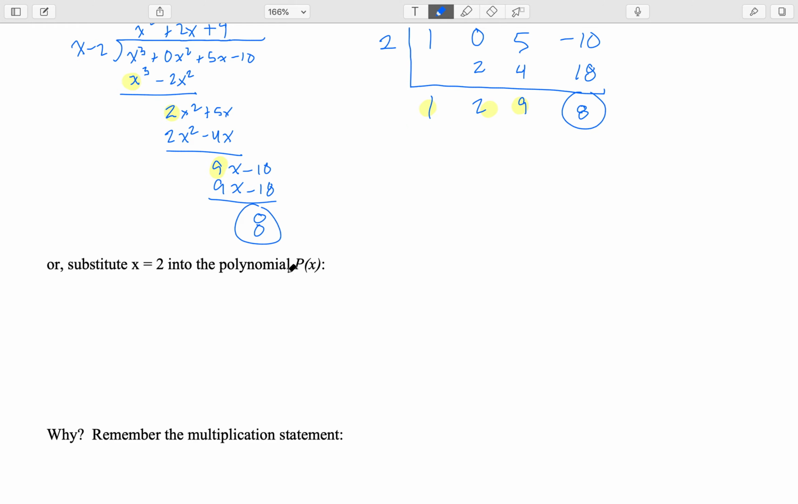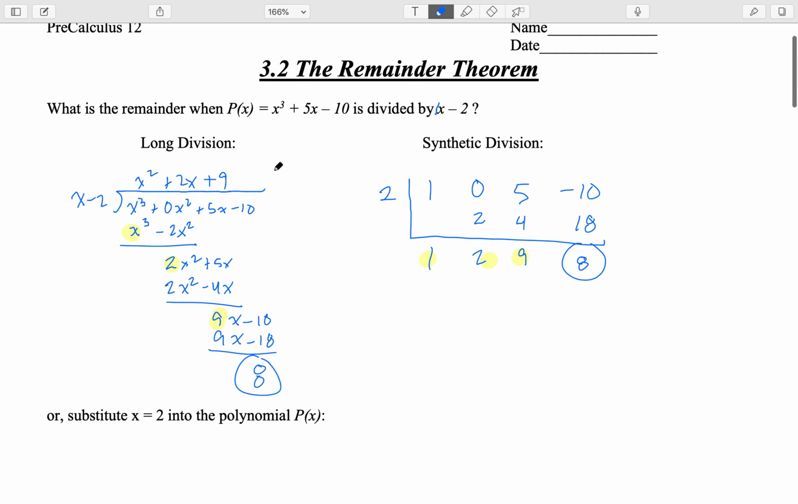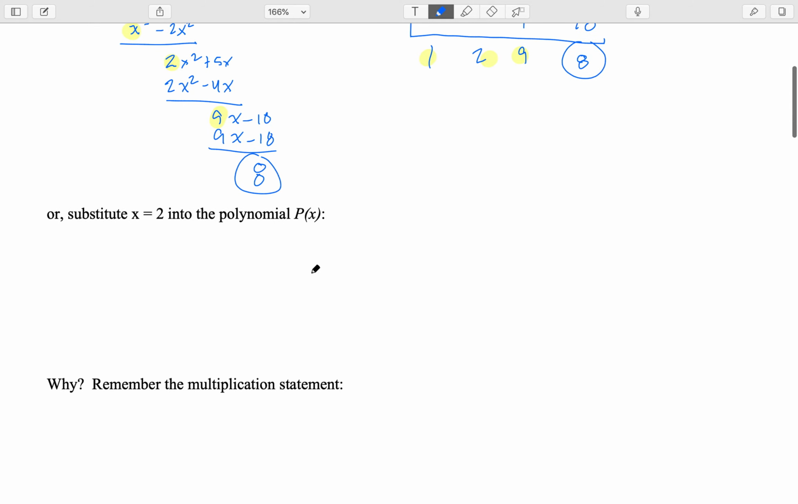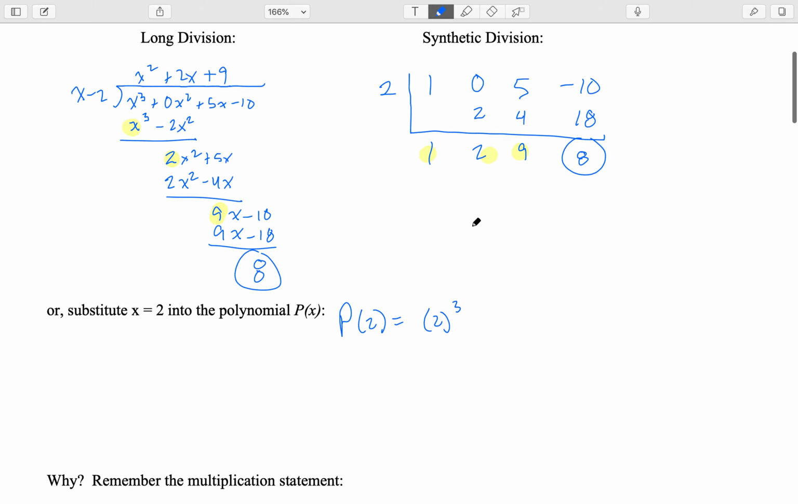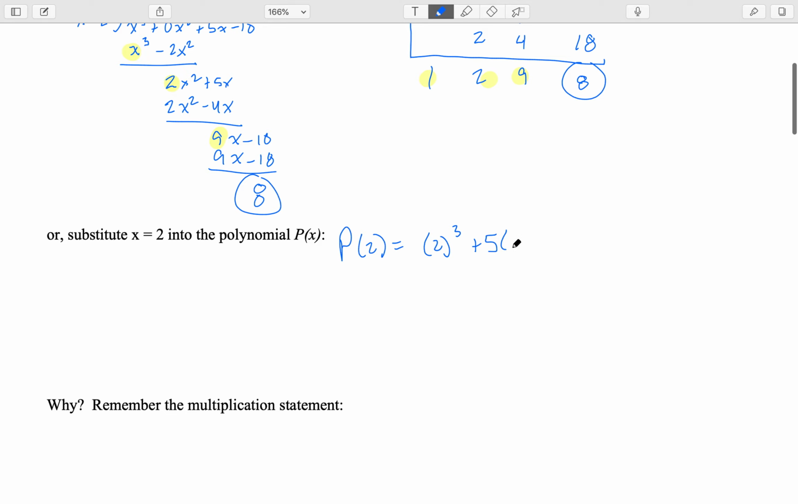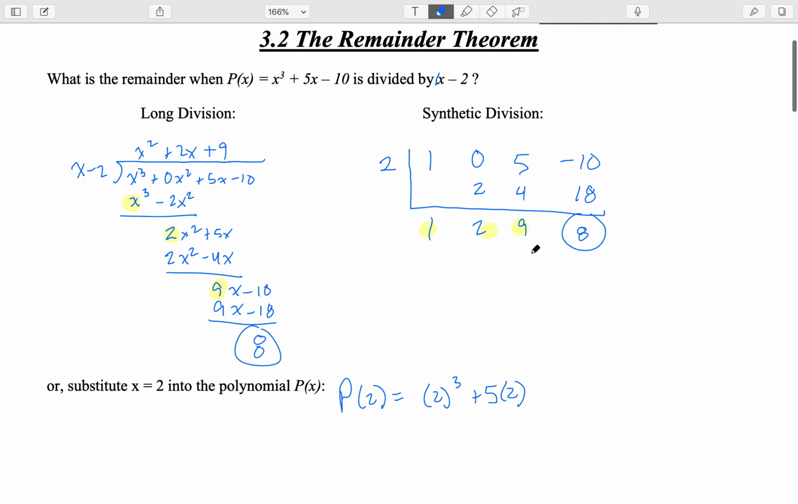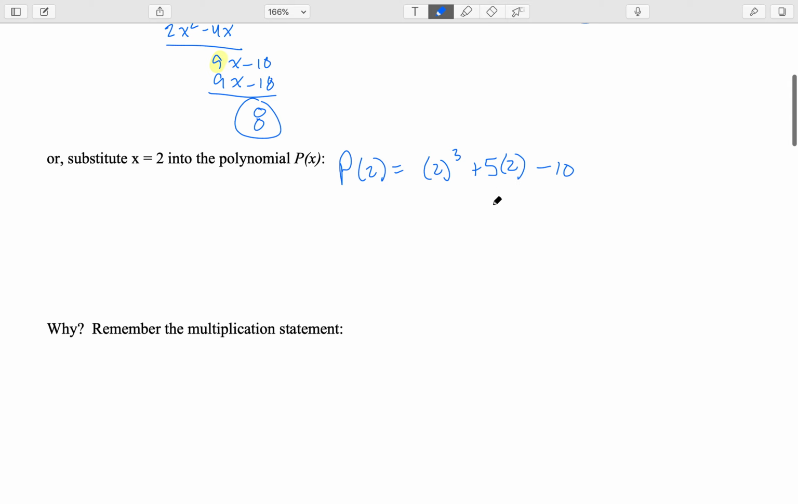Why don't we just take 2 and plug it into the polynomial? What do you mean? The polynomial was x cubed, 5x, and minus 10. So the polynomial, if I plug in 2, is 2 cubed plus 5 times 2, and then minus 10. In other words, it's 8 plus 10 minus 10, which is 8. It's the same thing.